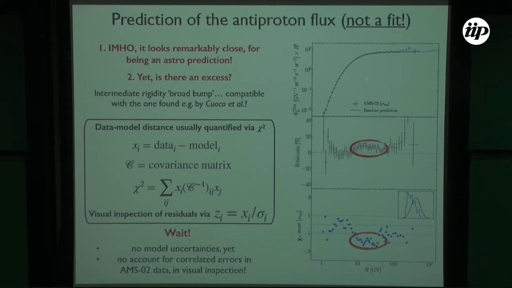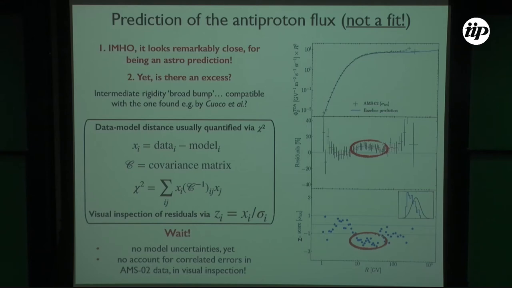Okay, just look at this panel. I must say that I'm quite impressed that in an astrophysical calculation you end up with something like that. Okay? So for me, this is a great success, first. However, if you look now at the residual, the difference between theory minus data, well, you see that there is in fact a little bump here. So is this significant or not?